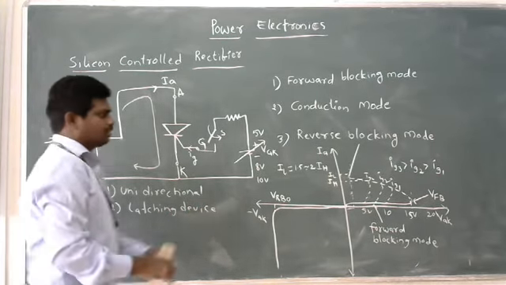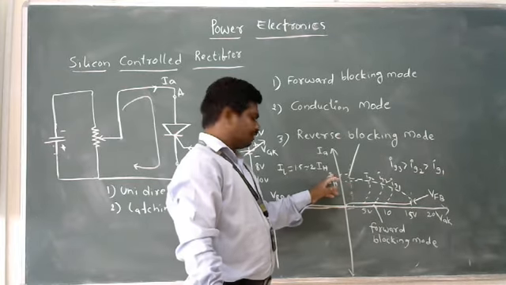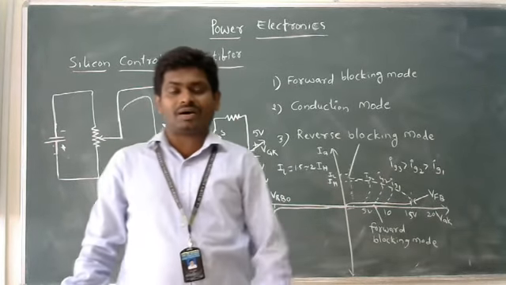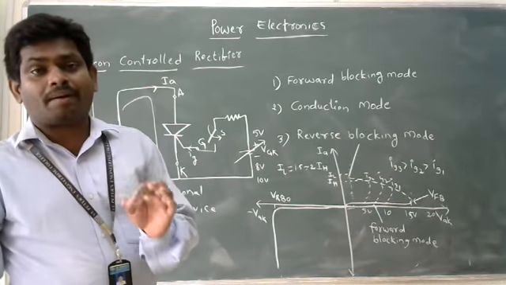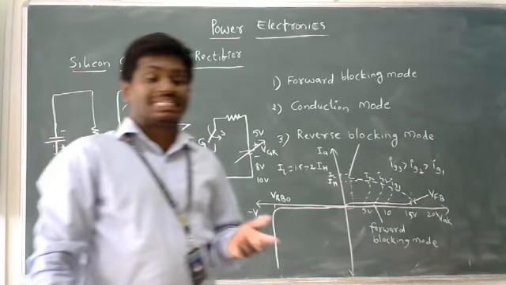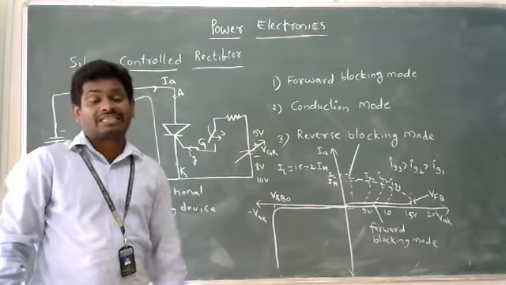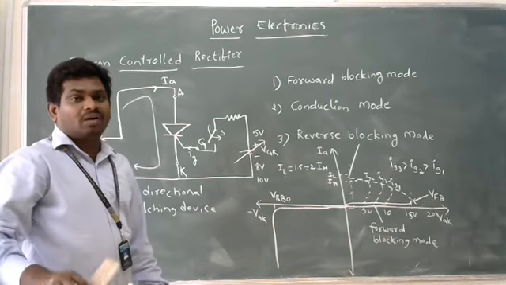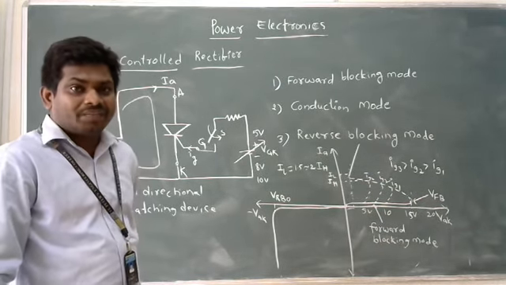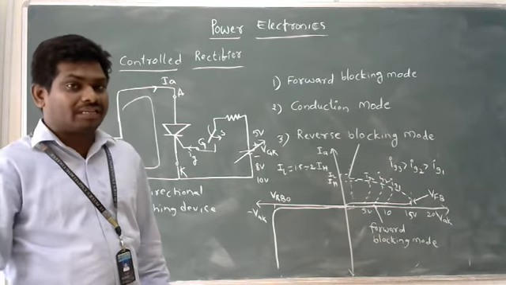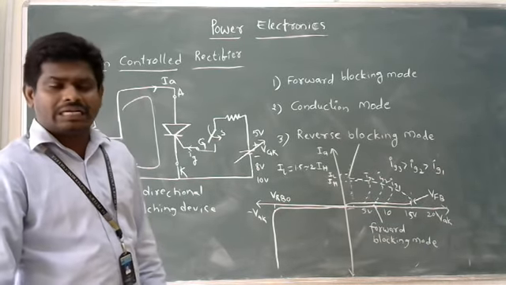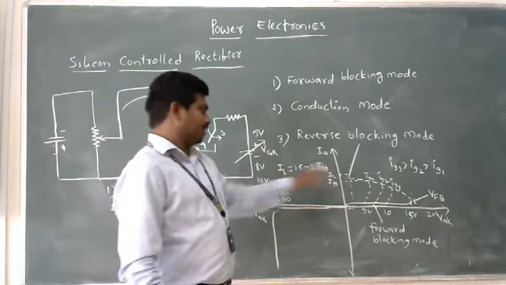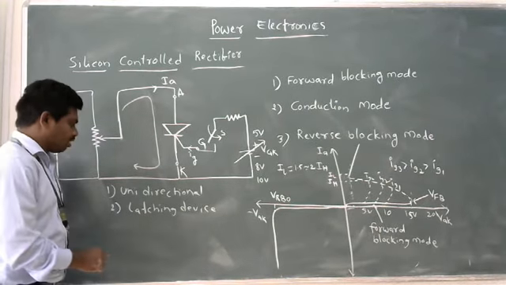Latching device means, see the forward bias characteristics. There is a term called latching current; latching current and holding current are there. Latching current is the minimum current which can keep the SCR in conduction mode in forward bias even when the gate voltage is removed. Once the SCR is in the on state, if the anode current is more than the latching current, it will always stay in the on state. That's why this device is called a latching device.